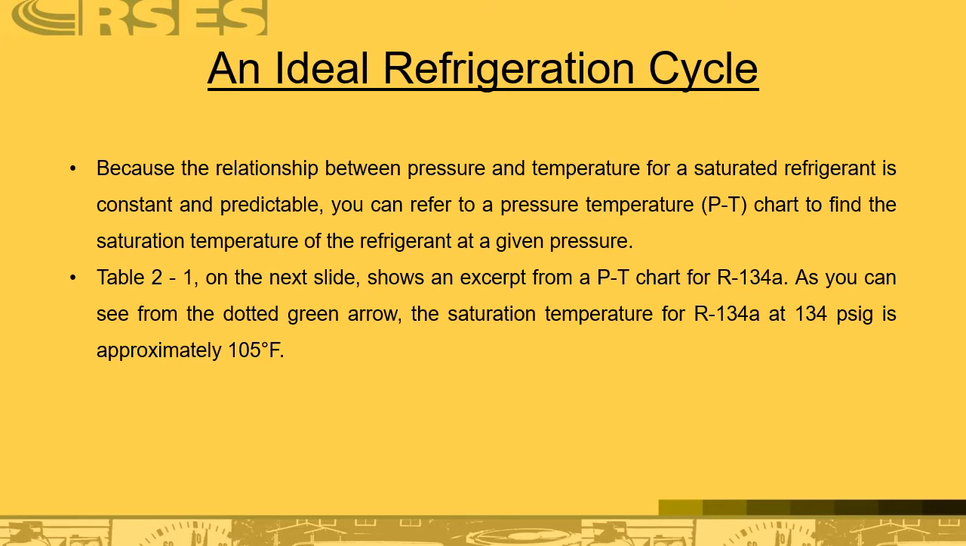Because the relationship between pressure and temperature for a saturated refrigerant is constant and predictable, you can refer to a pressure temperature, or PT, chart to find the saturation temperature of the refrigerant at a given pressure. Table 2-1 on the next slide shows an excerpt from a PT chart for R134A. As you can see from the dotted green arrow, the saturation temperature of R134A at 134 psig is approximately 105 degrees Fahrenheit.